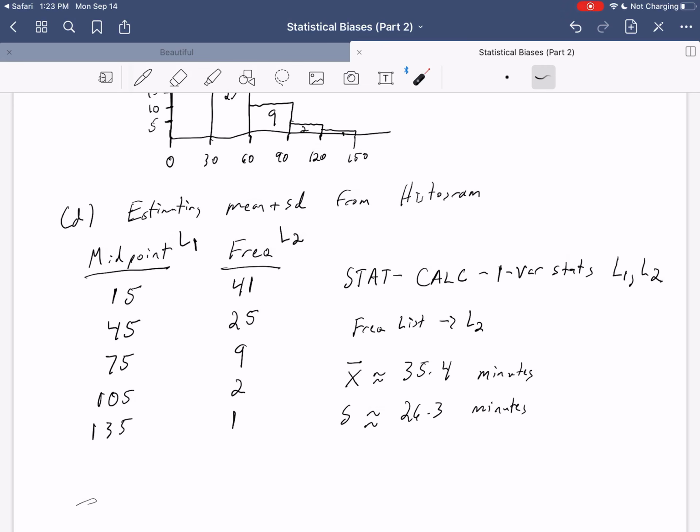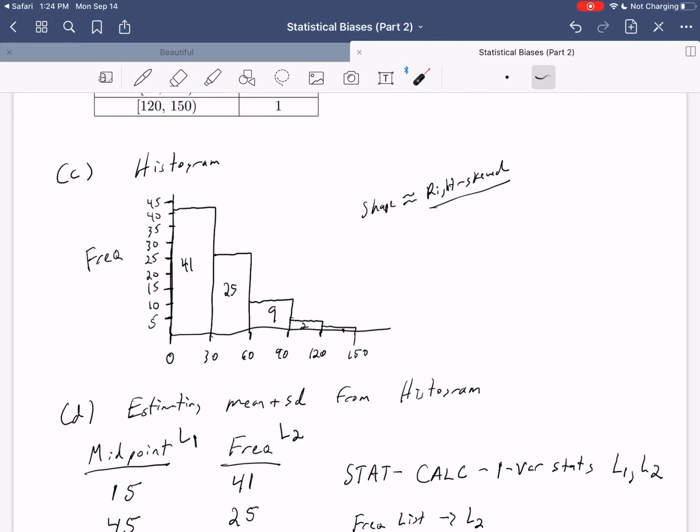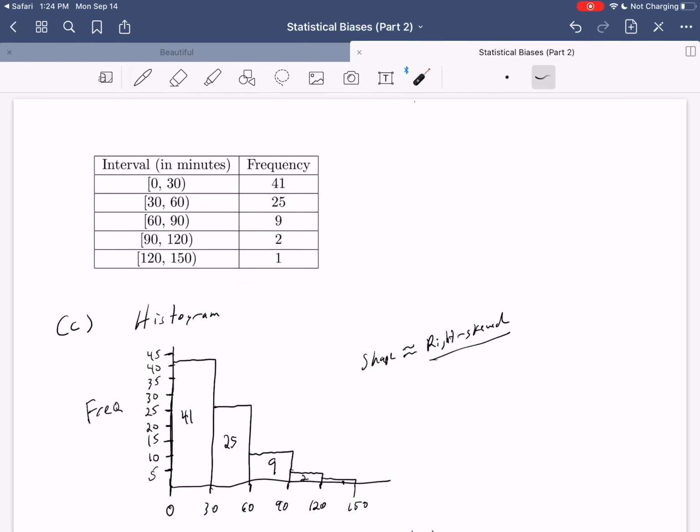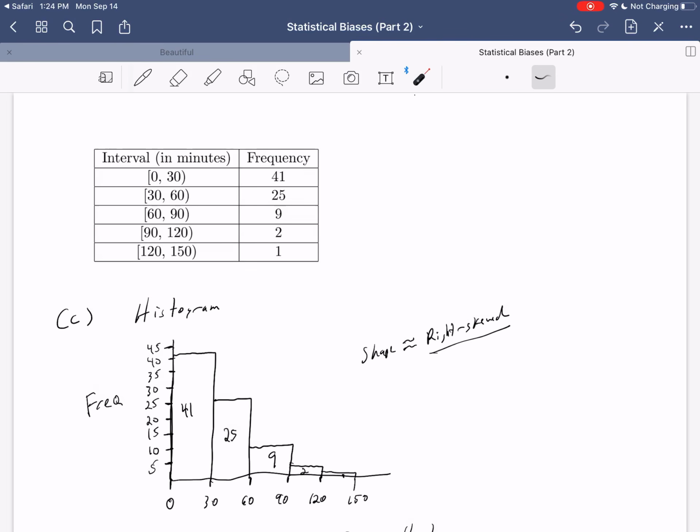So if we had the raw data points, if we actually had the 78 data points, we could have just literally gotten the mean and standard deviation. But this is our best guess based on only having this histogram information or this interval and frequency information. We're just guessing that the people who were in these categories or in these intervals were just at the exact middle of each interval.